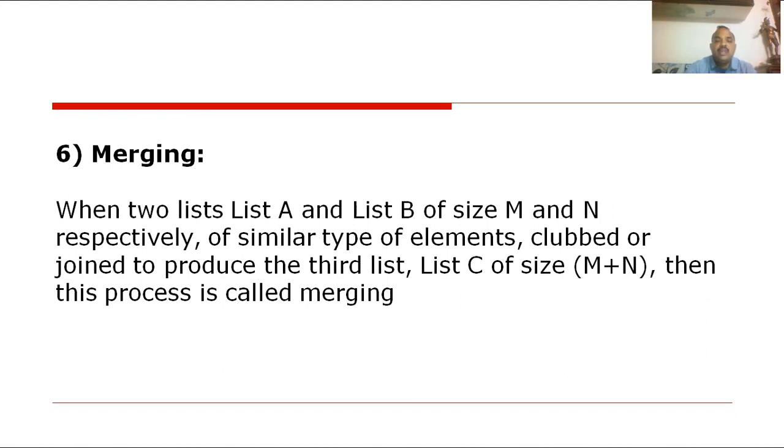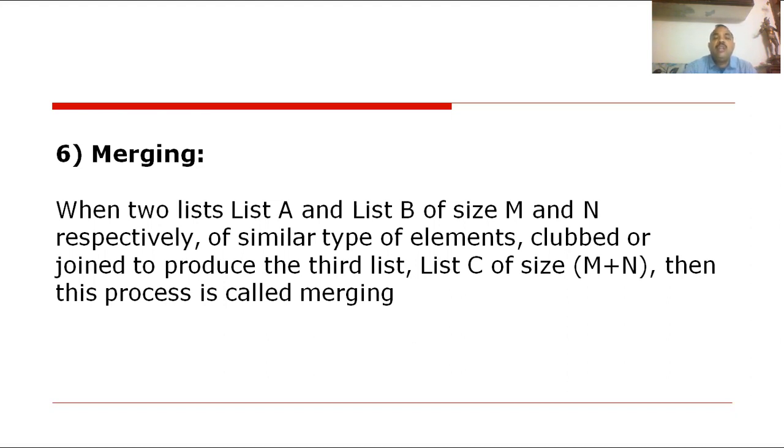That is called merging. Merging two lists, list A and list B of size M and N respectively, of similar type of elements, clubbed or joined to produce the third list, the third list C of size M plus N. Then this process is called merging.